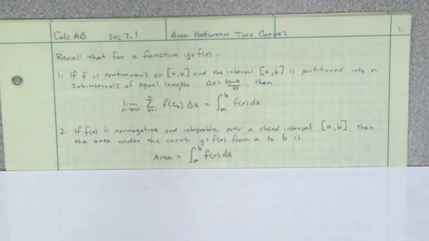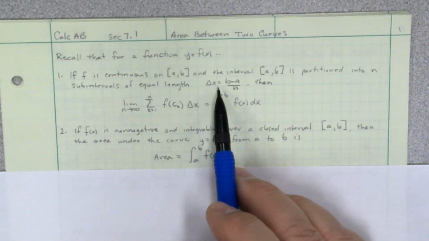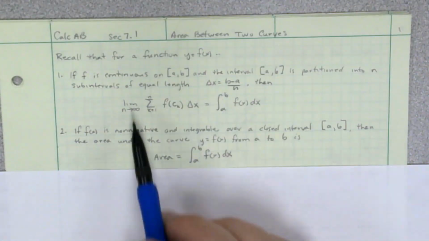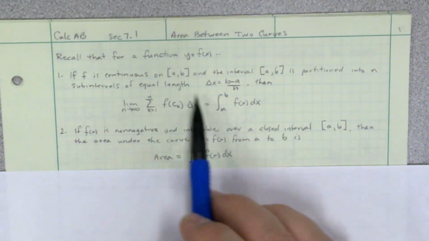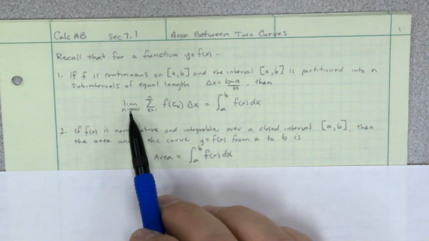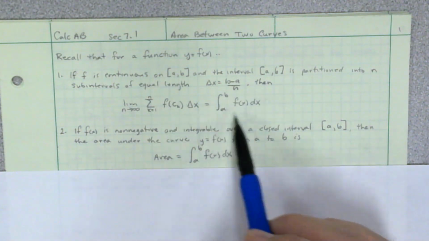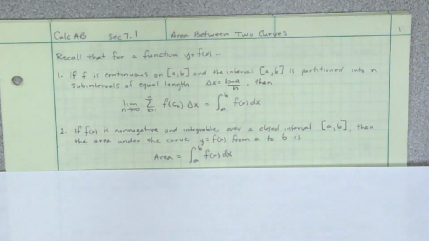curves. So let's recall that for a function y, if f is continuous on the closed interval and that interval is partitioned into n subintervals of equal length, which we will determine as delta x equals (b minus a) over n, then we know that this limiting summation, the areas of all the rectangles added up, where n goes from 1 to infinity, becomes the definite integral from a to b of f of x dx.